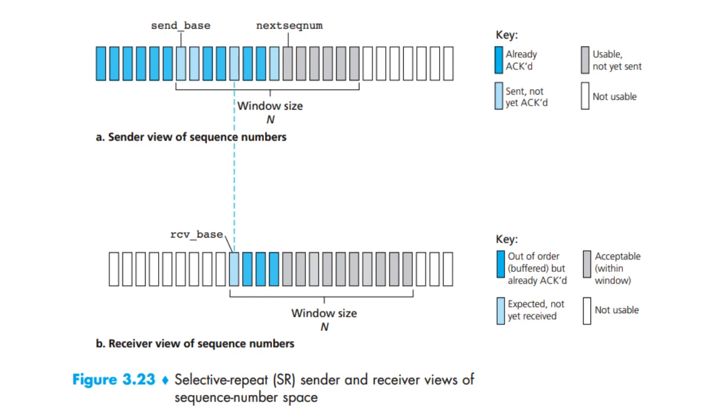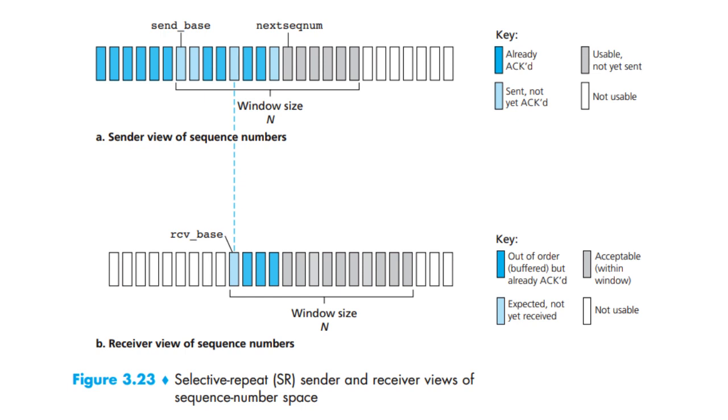Second one is timeout. Timers are again used to protect against lost packets. However, each packet must now have its own logical timer since only a single packet will be transmitted on timeout. Third one is ACK received. If an ACK is received, the SR sender marks that packet as having been received, provided it is in the window. If the packet sequence number is equal to send base, the window base is moved forward to the unacknowledged packet with the smallest sequence number.